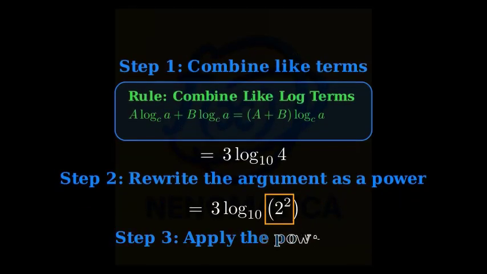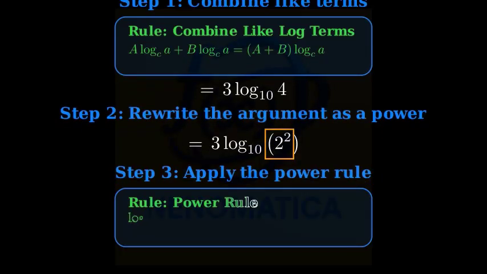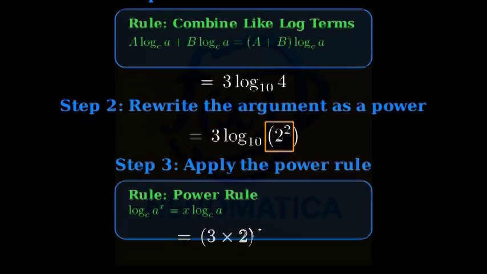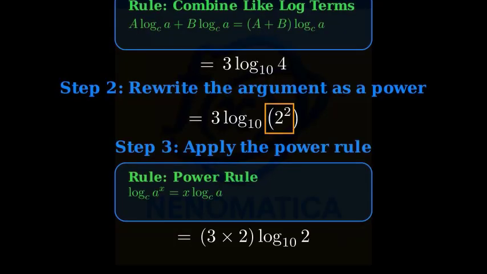Step 3. Apply the power rule for logarithms, which says log base c of a to the x equals x times log base c of a. We'll bring the 2 in front and multiply it by the existing 3. The line becomes open parenthesis 3 times 2 close parenthesis log base 10 of 2.